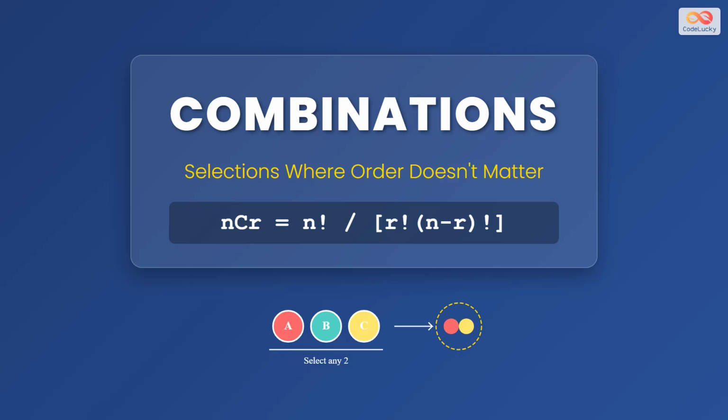Welcome to this introduction to combinations. In statistics and probability, we often need to count how many ways we can select items from a group. Today, we are going to focus specifically on combinations, where the order of selection does not matter. We will break down the formula, nCr, which equals n factorial divided by r factorial times (n minus r) factorial.